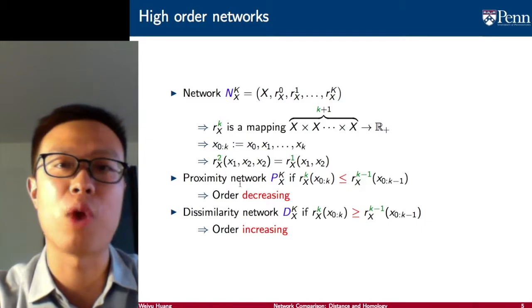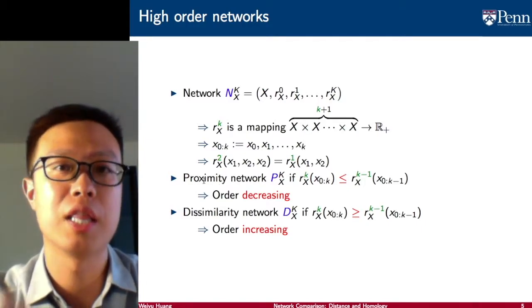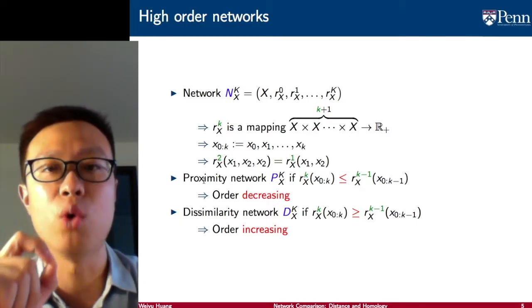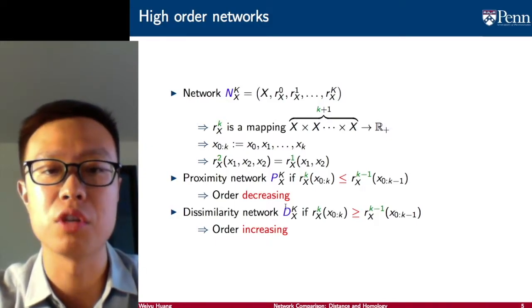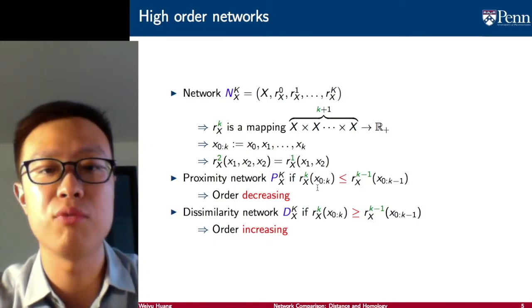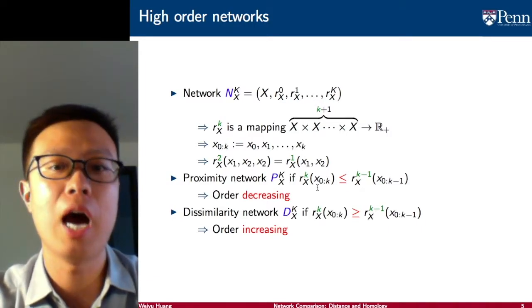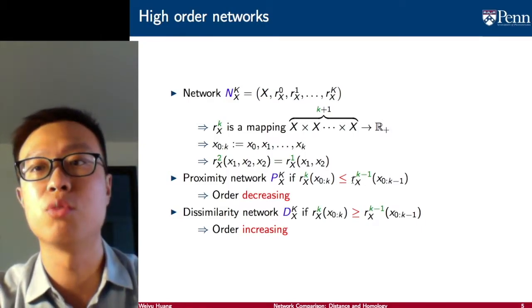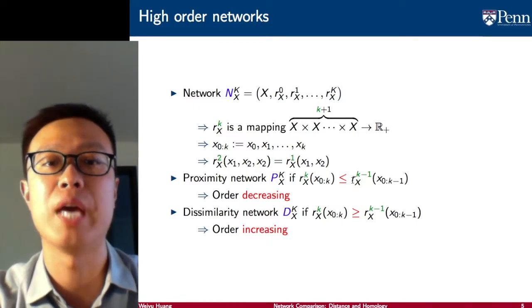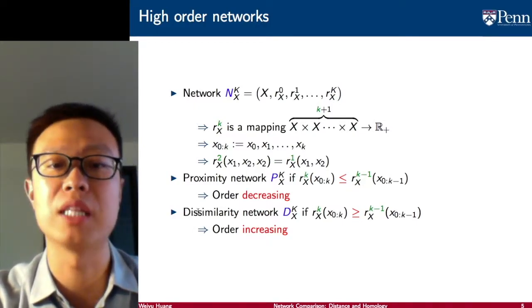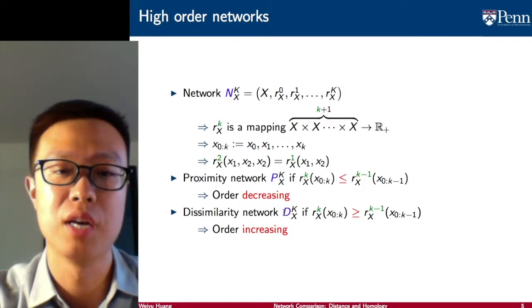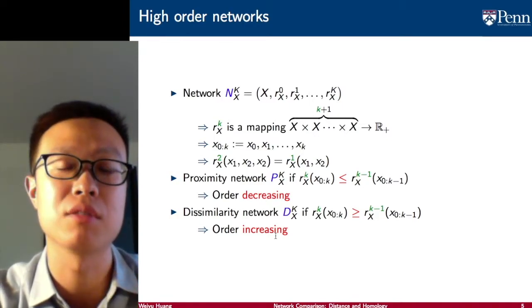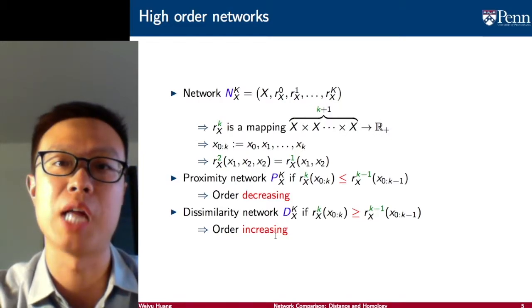Also, when the network represents proximity or similarity, then the relationship is going to be order decreasing. This means if we add a new node in the existing set, the relationship is going to decrease. To see this, if we consider proximity between A and B, and the proximity between A and B and C, then the proximity between A and B and C should be no greater than the proximity between A and B. When the network represents dissimilarity, it should be the other way around, and we should have the order increasing property, which means the dissimilarity between A and B and C should be no smaller than the dissimilarity between A and B.